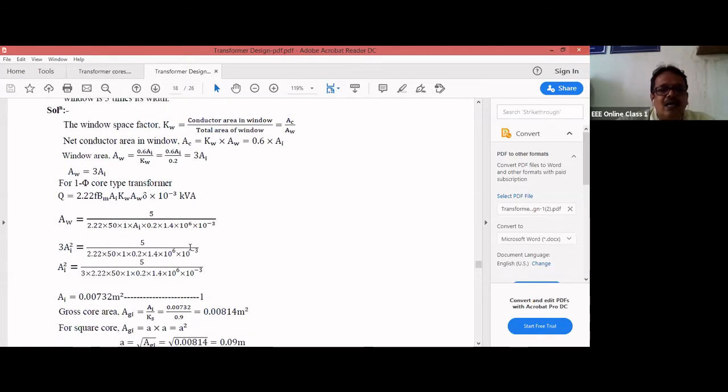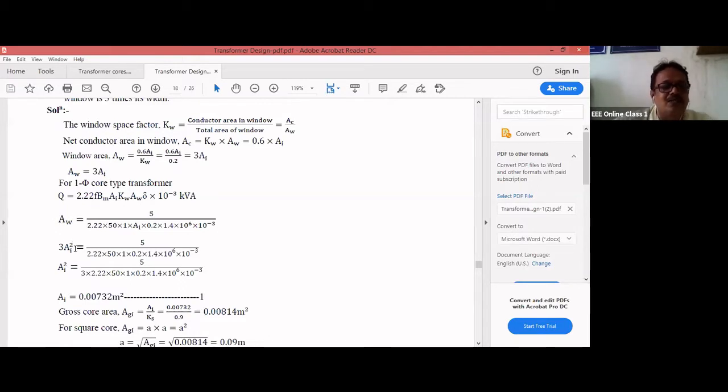Here you got one more AI, so one more AI will be there in this. You take it to this side. So what you will get is 3 AI square. This is one way of doing it.